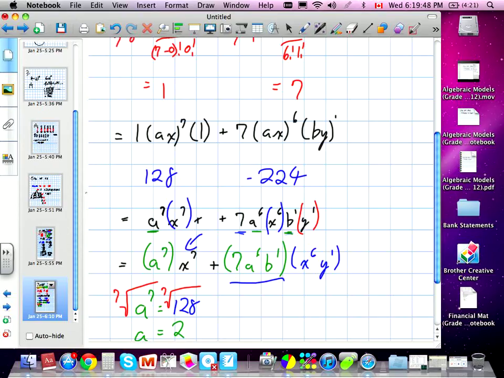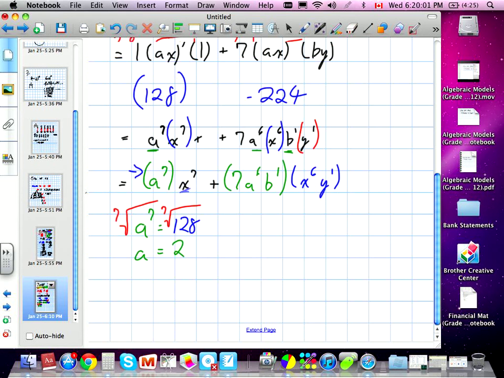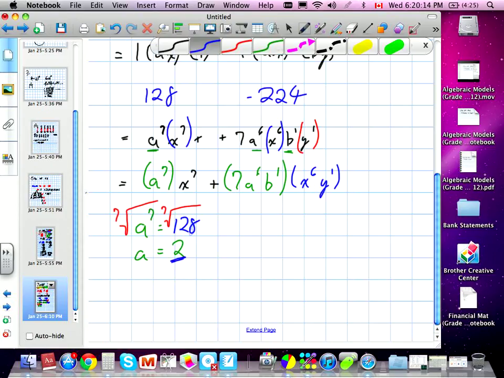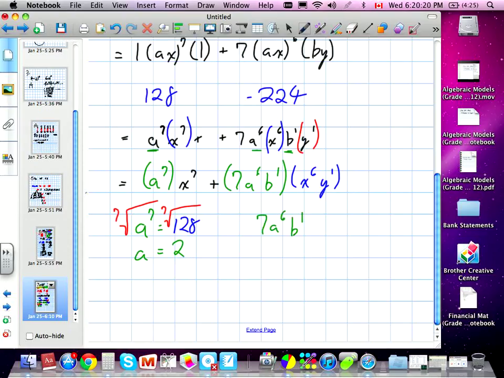We knew 128 was going to be equal to this a to the power of 7. So a to the power of 7 was equal to 128. We found the 7th root of both sides. A is now 2. Now for the other one, we know our coefficient here is 7 a to the 6th b to the 1 is equal to what? Negative 224. Now I have two variables here, but I've previously solved for one of them. We now know that a is equal to 2.